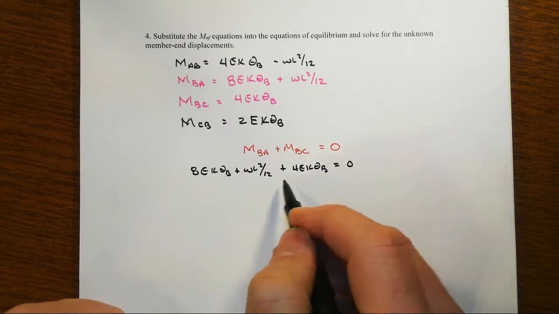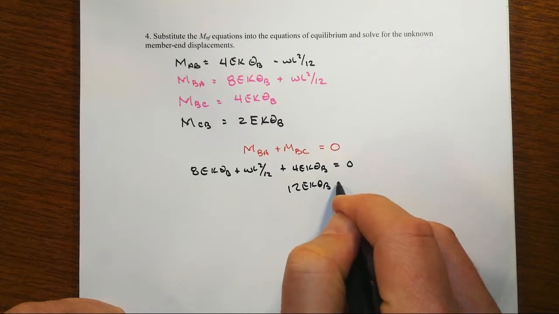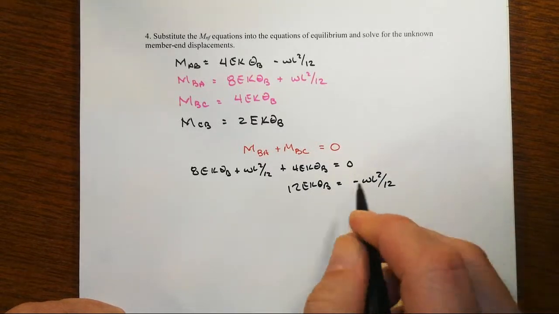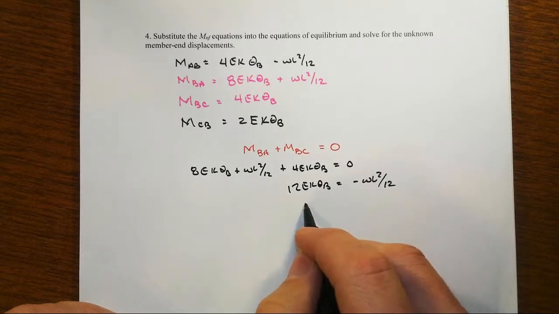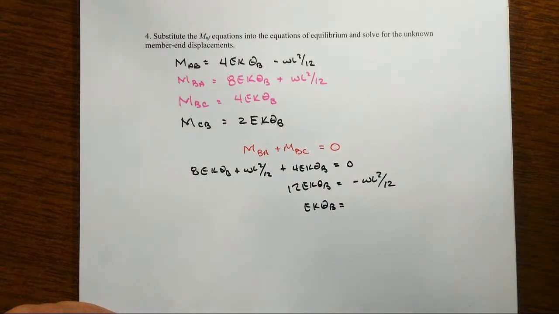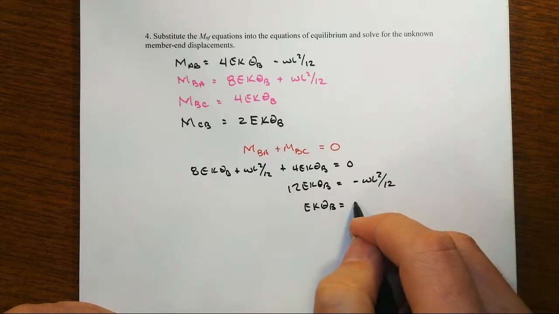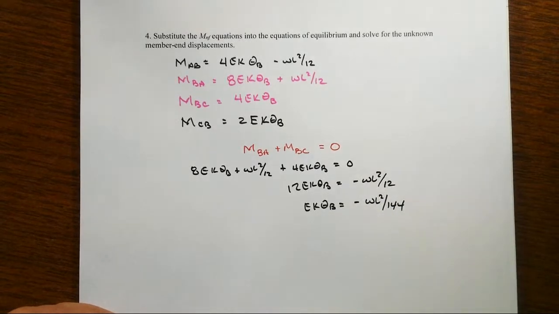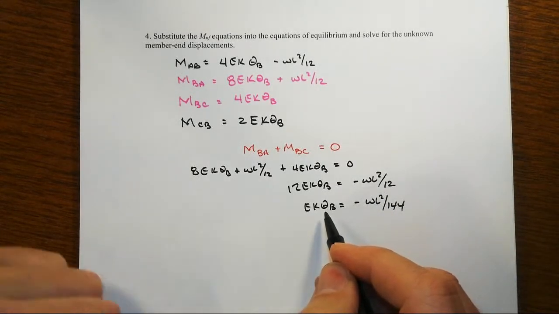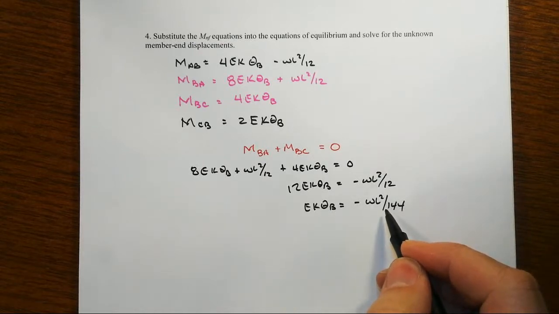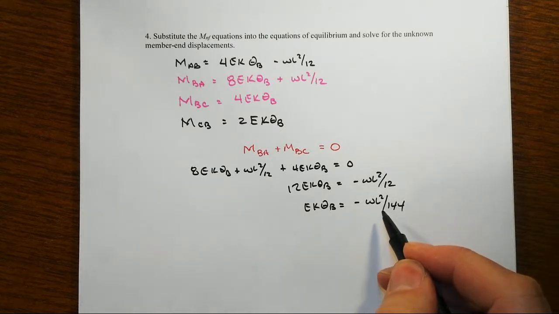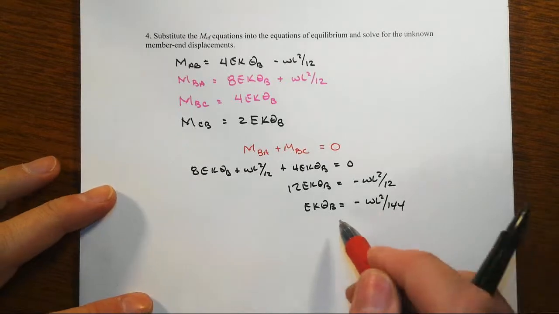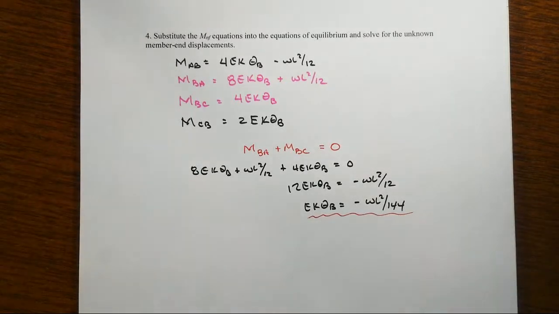One equation, one unknown, we have 12EK theta B. It's going to be equal to minus WL squared over 12. So therefore, and I would probably only do this in terms of EK theta B, and you'll see again why I want to do it that way in a moment. That's going to be equal to minus WL squared over 144, and now we have the value of the rotation. Notice it's negative. That's interesting. So it wasn't clockwise rotation, it is a counterclockwise rotation, which is something that we had guessed from the very beginning. Right? So we're going to use that information in our next step to go find the member end moments.